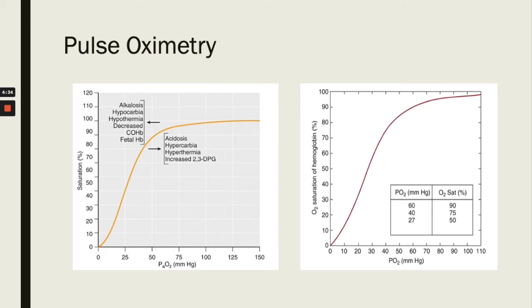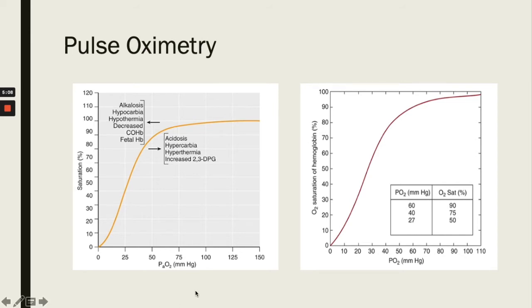Left shift, we have the hemoglobin holding on to the oxygen more, so it has a difficult time releasing it, so we have an increased affinity for the oxygen. So in conditions of alkalosis, hypocarbia, hypothermia, decreased 2,3-DPG, carboxyhemoglobin, or carbon monoxide poisoning, for instance, or fetal hemoglobin, those all would cause a left shift.